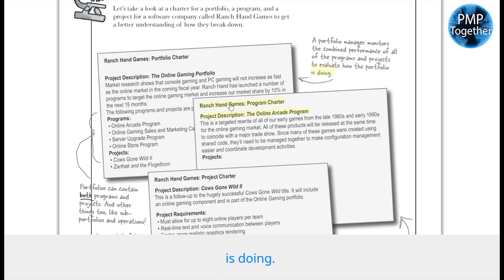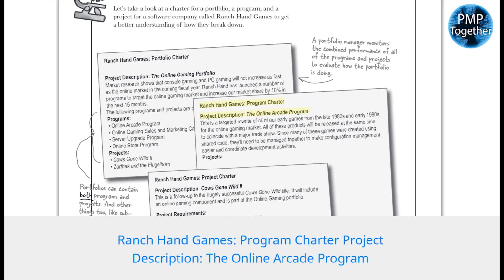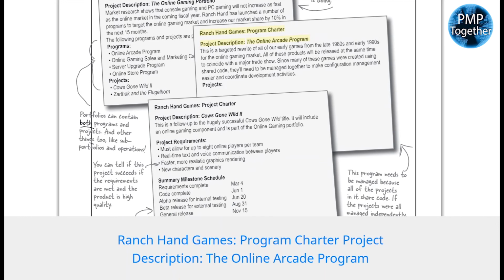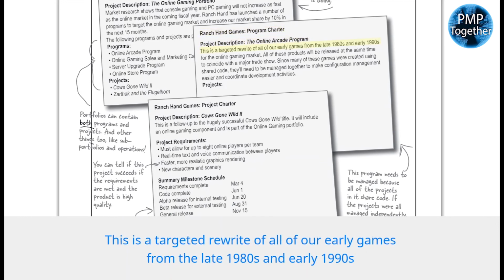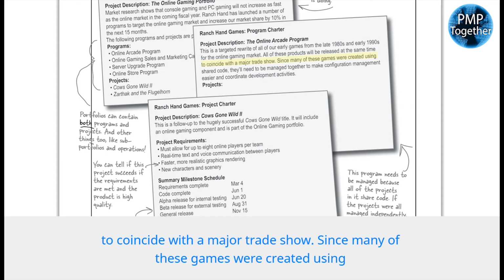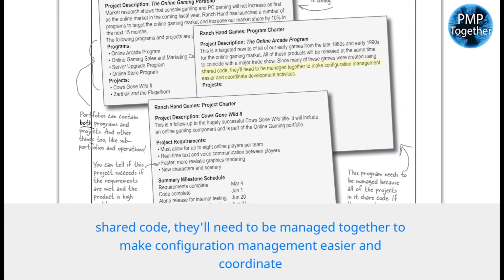Ranch Hand Games, Program Charter. Project Description, the online arcade program. This is a targeted rewrite of all of our early games from the late 1980s and early 1990s for the online gaming market. All of these products will be released at the same time, to coincide with a major trade show. Since many of these games were created using shared code, they'll need to be managed together to make configuration management easier and coordinate development activities.